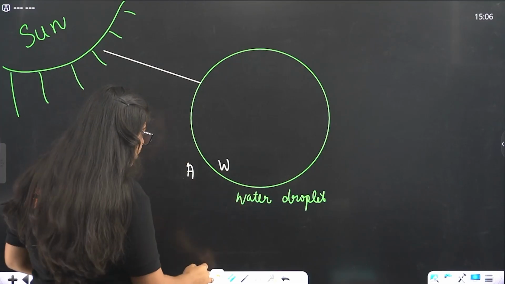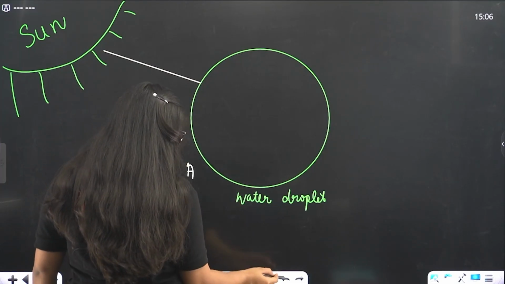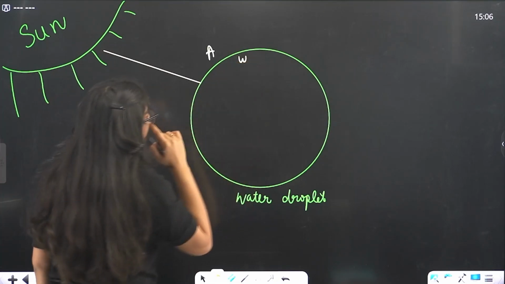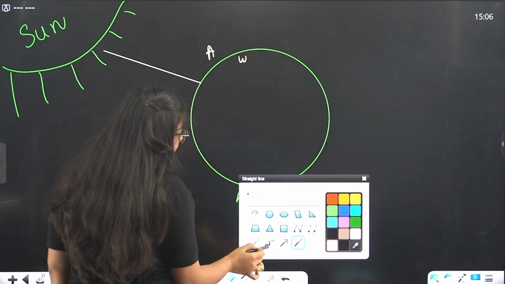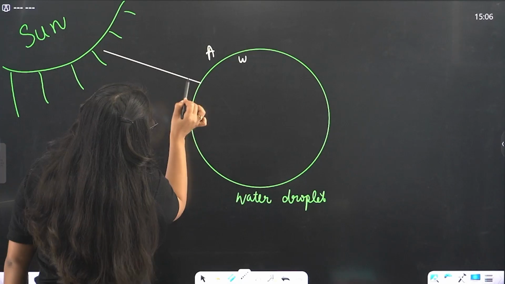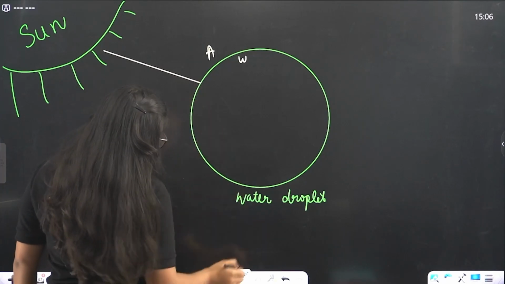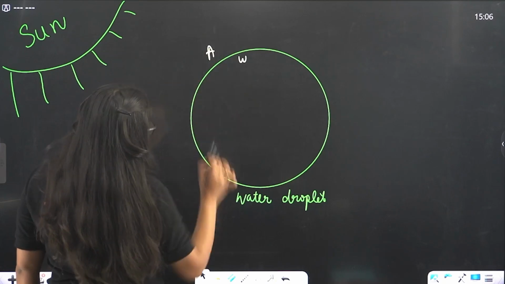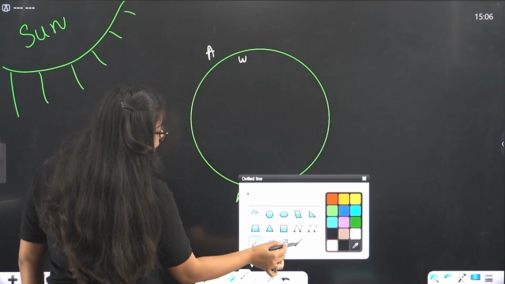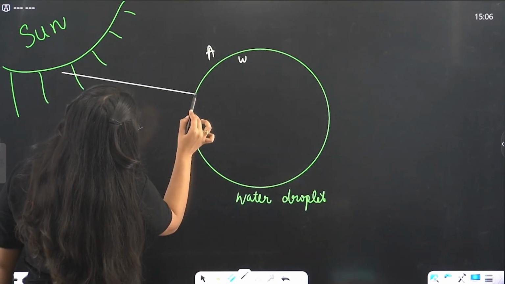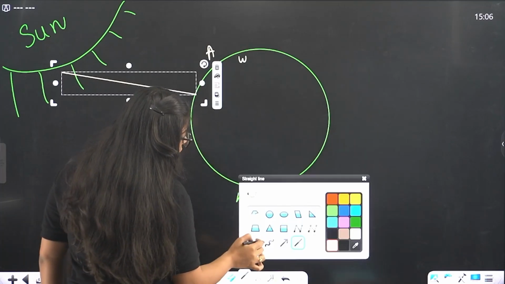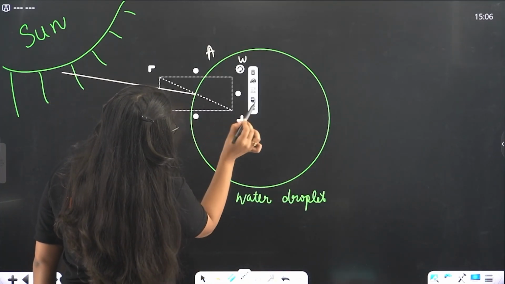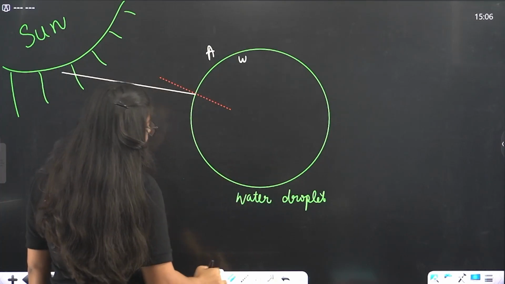Medium is changing, right? So beta, yes, this is air, this is water. So what will happen? I will make a normal at this particular point. Let me not make it like this, and let me make it something like this, it will be easier to understand. Now I will make a normal at this particular point. Normal will be something like this, right?